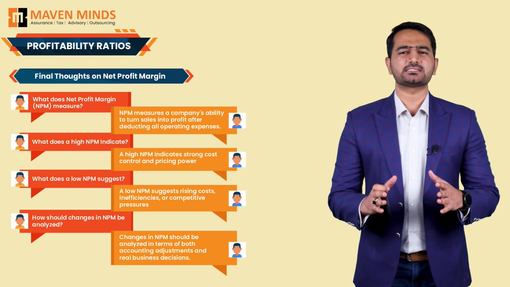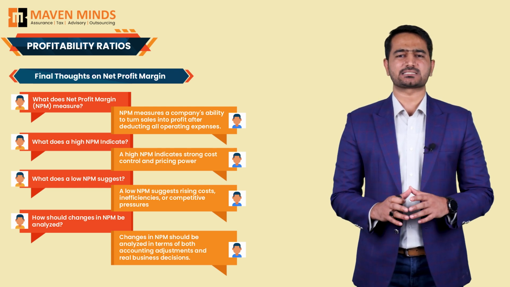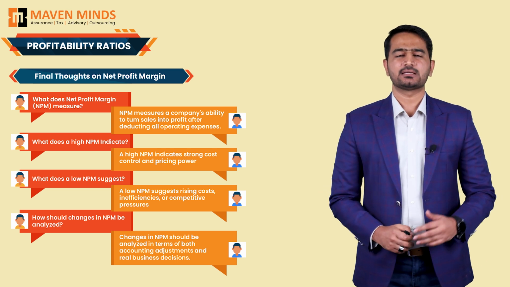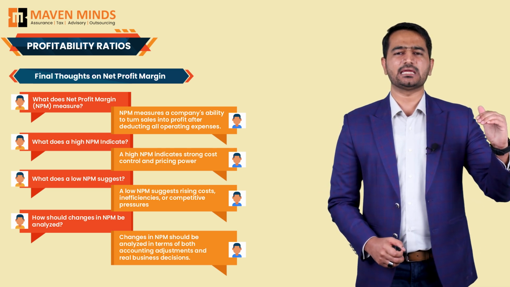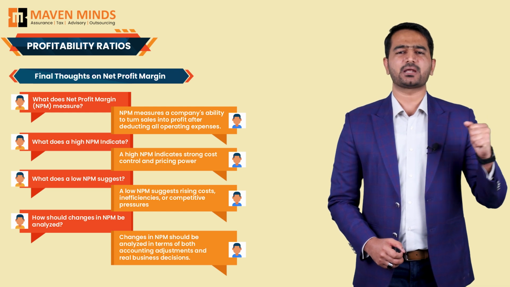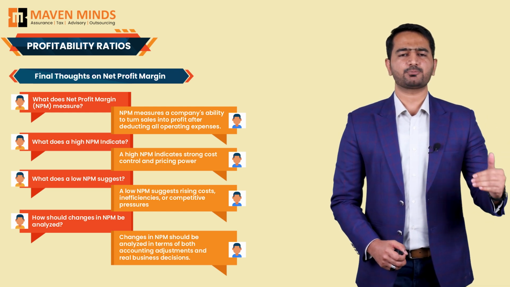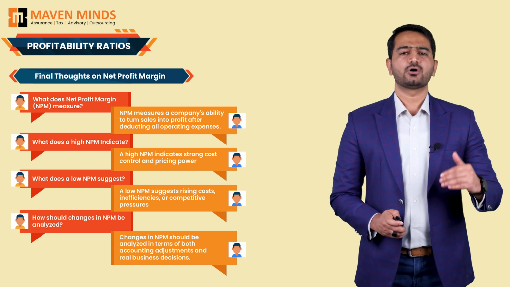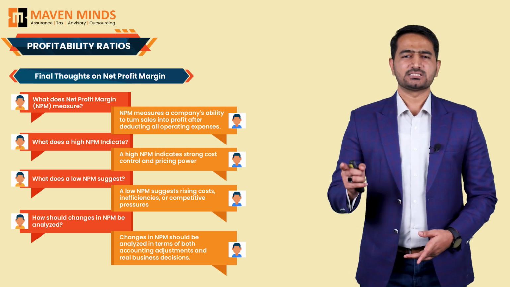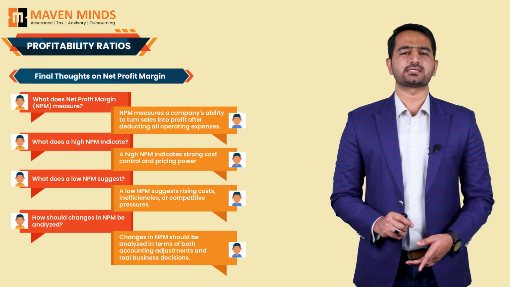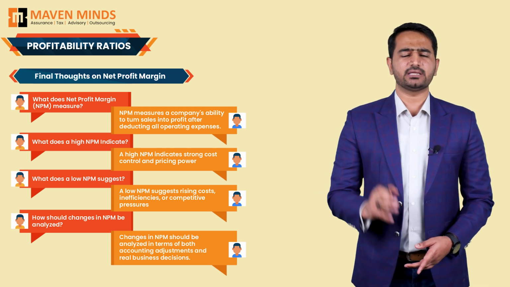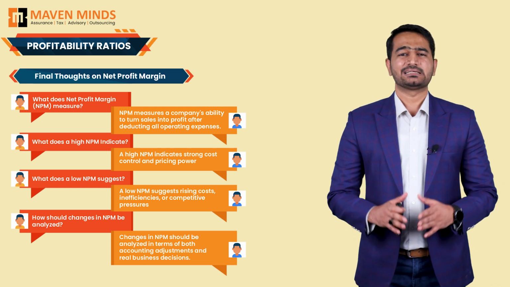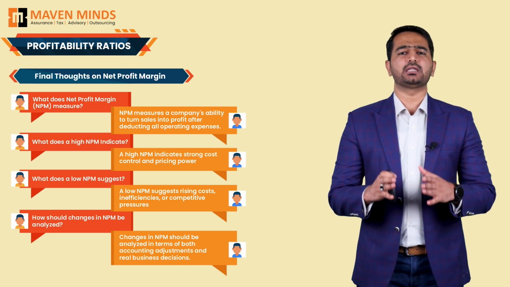Net profit margin measures a company's ability to turn sales into profit after deducting all operating expenses. A high net profit margin indicates strong cost control and pricing power, whereas a low net profit margin suggests rising cost, inefficiencies, or competitive pressures. Changes in net profit margin should be analyzed in terms of both accounting adjustments and the real business decisions. My friends, that concludes our discussion on net profit margin.